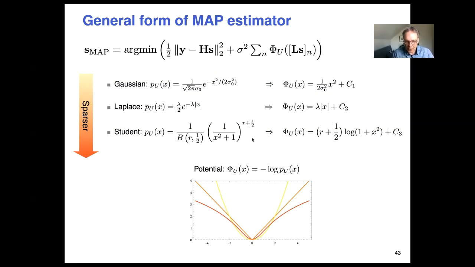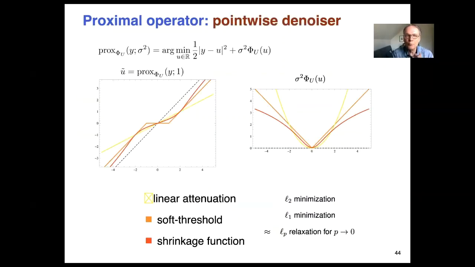And the last one here is the Student's distribution. This is a very heavy-tailed guy that has tails that decay algebraically. If you take this, you get a potential function which is more like a log. So here we have a standard optimization problem, but instead of having L2, we can have L1, and we can also have other potential functions like that. And now, how do we solve the problem?